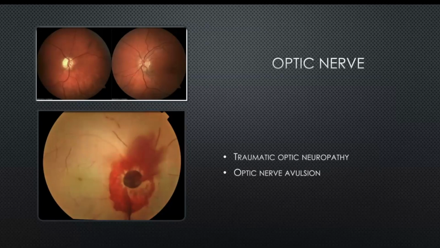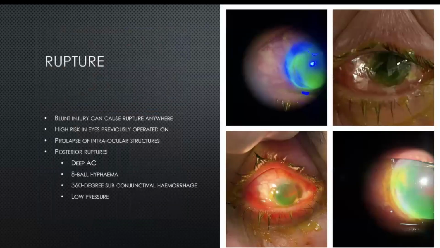But that tends to be quite dramatic in terms of A, the presentation, and B, what the prognosis is. So just a comment on rupture. I'm not going to focus on ruptures too much, and I'm not going to talk about fixing them today. We're going to talk about that in another session. But blunt injury can essentially cause a rupture anywhere.